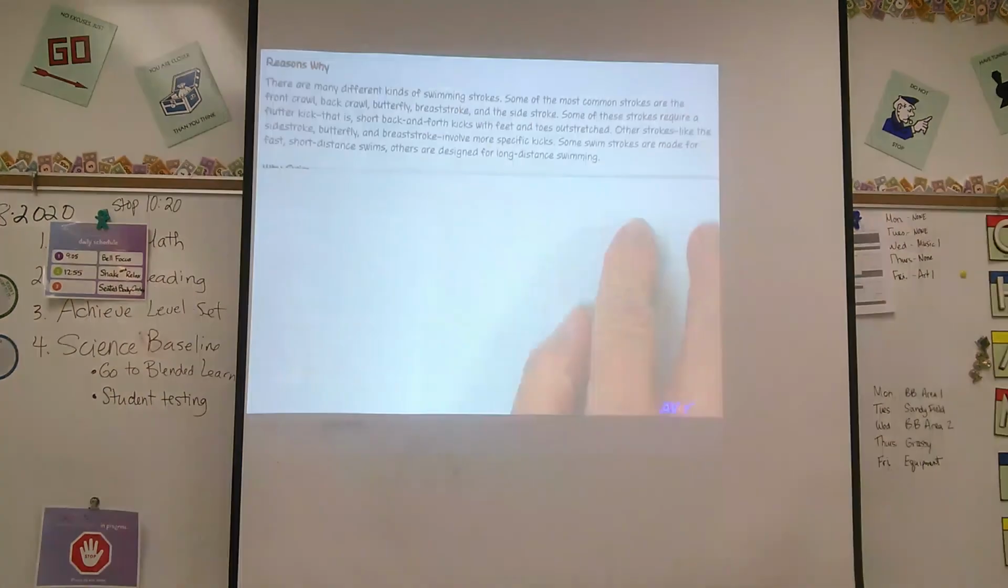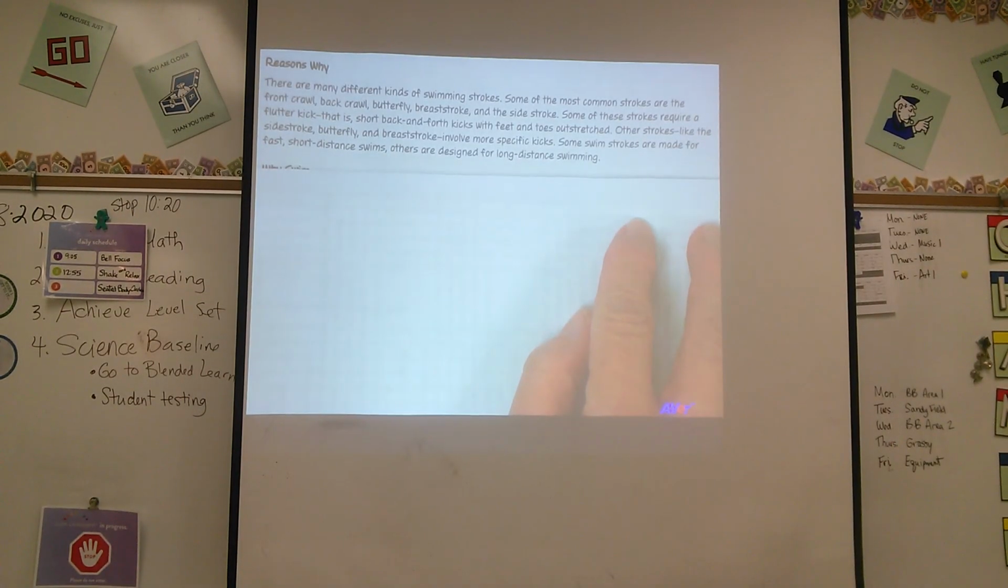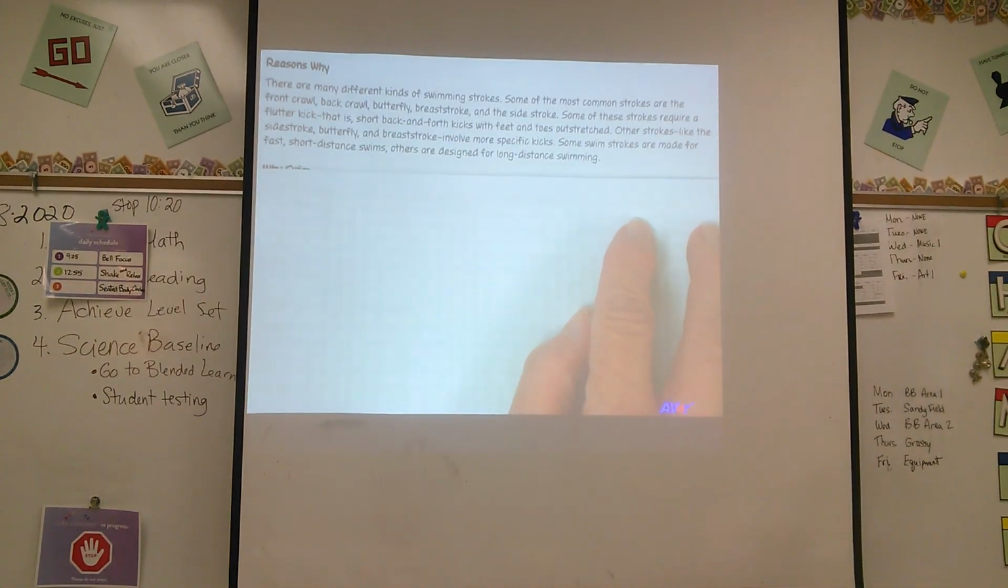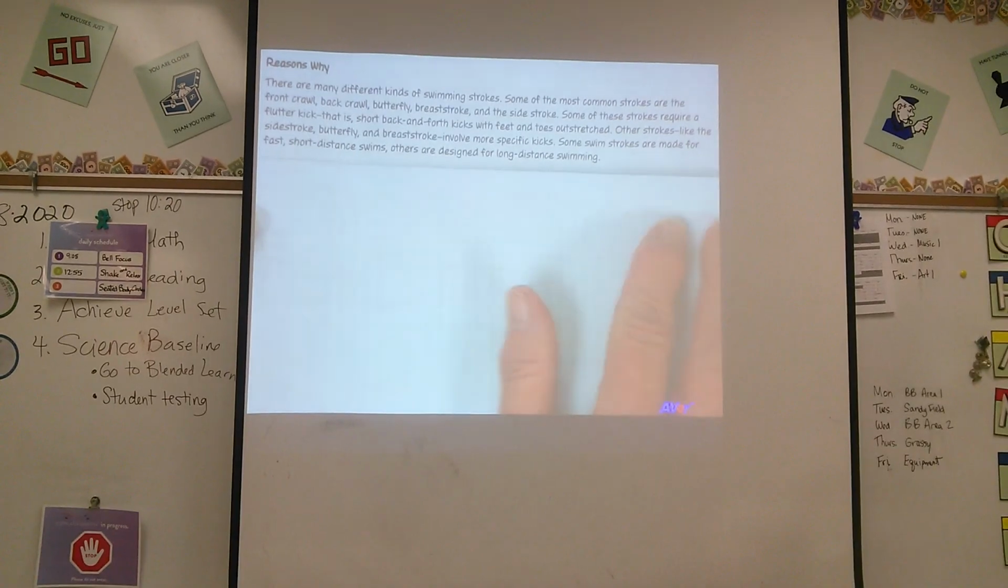There are many different kinds of swimming strokes. Some of the most common strokes are the front crawl, back crawl, butterfly, breaststroke, and the side stroke. Some of these strokes require a flutter kick that is short back and forth kicks with feet and toes outstretched. Other strokes, like the side stroke, butterfly, and breaststroke, involve more specific kicks. Some swim strokes are made for fast, short-distance swims. Others are designed for long-distance swimming.